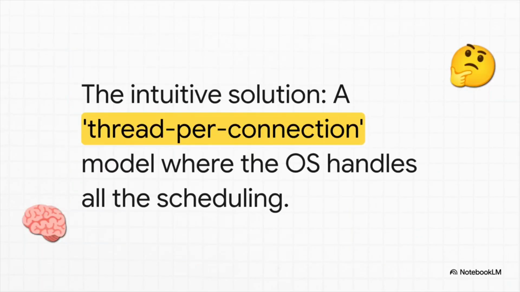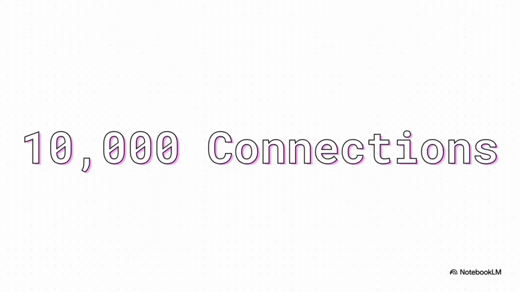So what's the most obvious way to handle this? The simplest thing you can think of? Well, you just tell the operating system, hey, for every new connection, spin up a brand new thread. It makes the code super simple to write because the OS does all the hard work of scheduling for you. If one connection is waiting, the OS just swaps in another one to do some work. Sounds easy, right? Well, let's see what happens when we try to scale that simple idea up to our C10K goal. We've got our 10,000 connections ready to go.